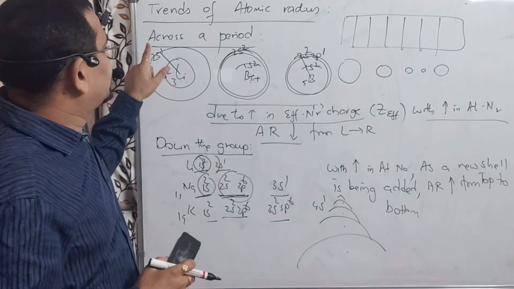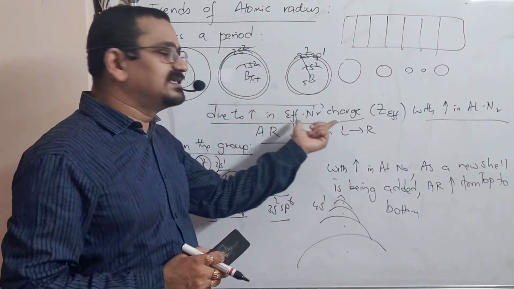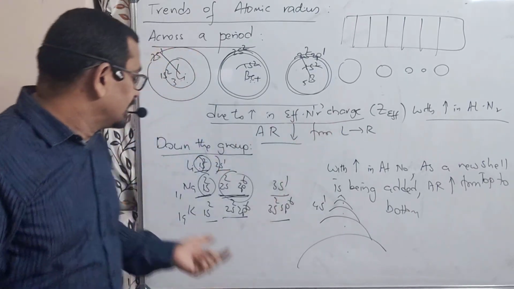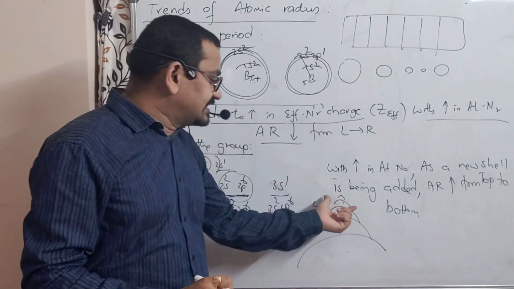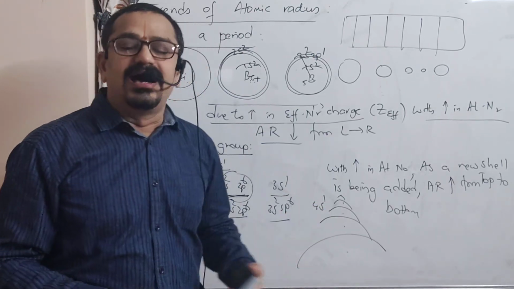So once again, atomic radius across a period decreases from left to right due to increase in effective nuclear charge. This is the statement you have to present. And down the group, atomic radius increases with increase in atomic number because a new shell is being added, right?